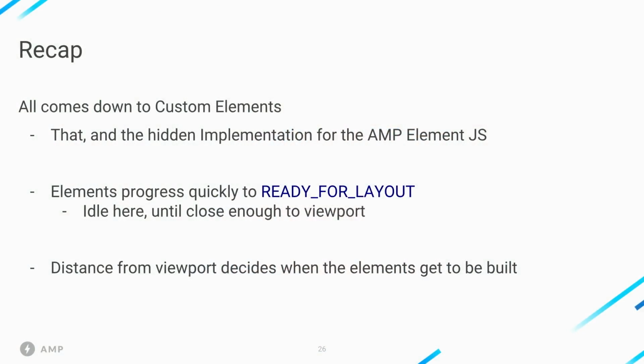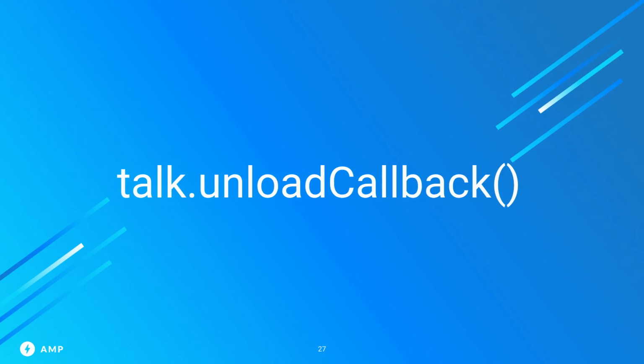So it really comes down to custom elements, where we hide that behind AMP's base element class. Elements progress very quickly through to ready to layout, and then they hang around there until they're close enough to the viewport to actually appear. And it's the distance to the viewport that is going to decide what it is that is going to get built. And that's the talk, and we're back on time.